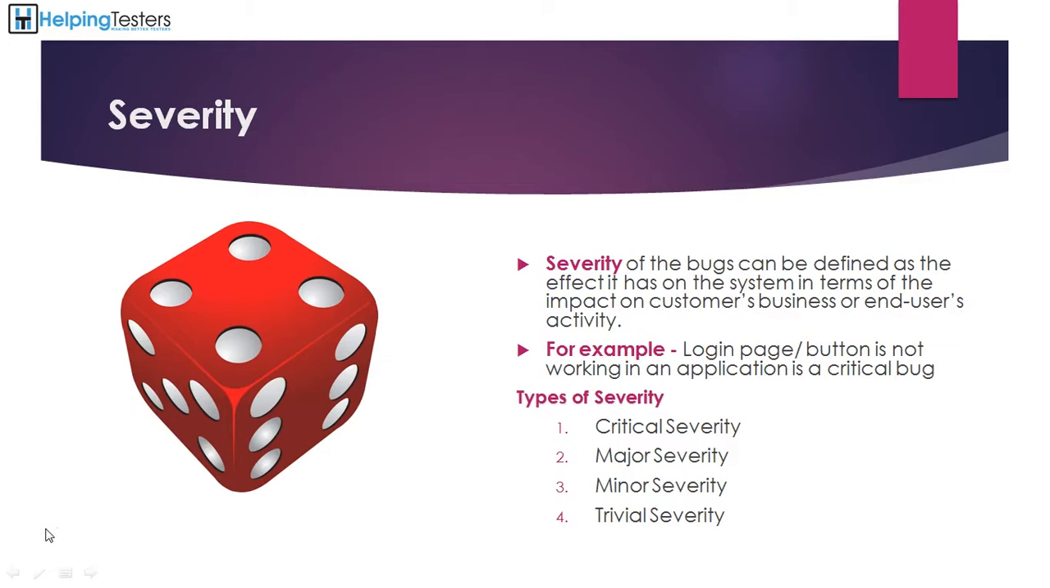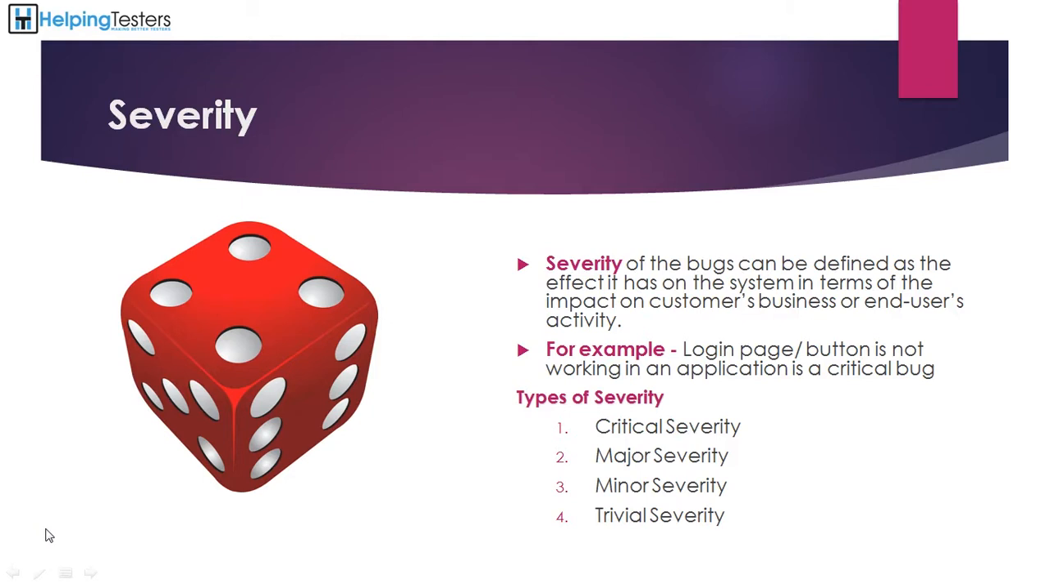So let me give you another easy example. When you're launching an application and the login button of the application itself is not working in production, the end users may not be able to do any of their day-to-day activities because they are not able to log in. This kind of bug is also called a critical severity bug, because the whole process of the end users' day-to-day activity is interrupted because of a bug.